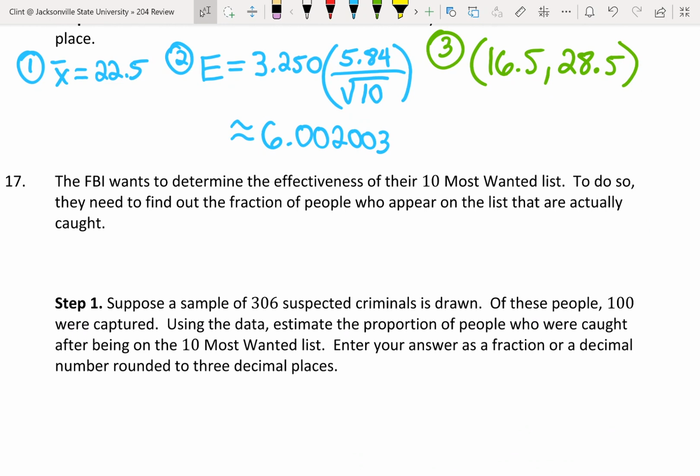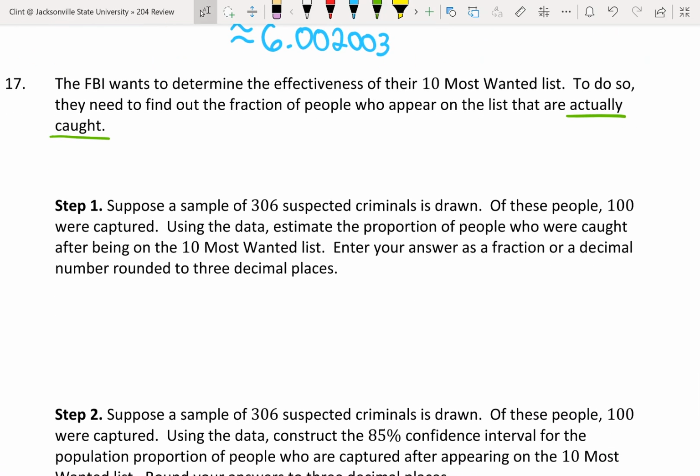Okay. 17 says the FBI wants to determine the effectiveness of their 10 most wanted list. To do so, they need to find out the fraction of people who appear on the list that are actually caught. Step 1 says, suppose a sample of 306 suspected criminals is drawn. Of these people, 100 were captured. So that matches, so we don't have to worry about subtracting or anything there. Using the data, estimate the proportion of people who are caught after being on the 10 most wanted list. So we're looking for a proportion here, or in this case, we want the sample proportion.